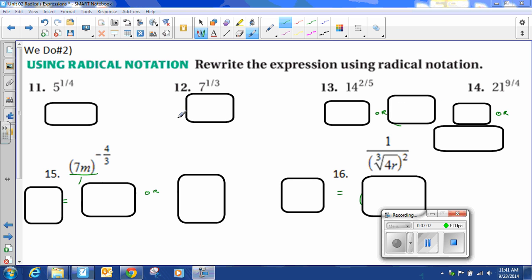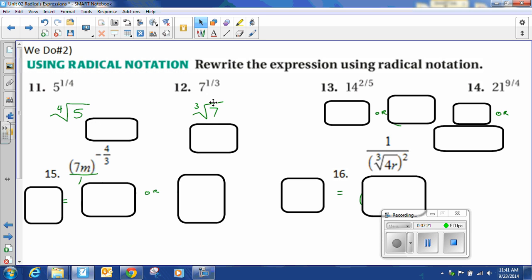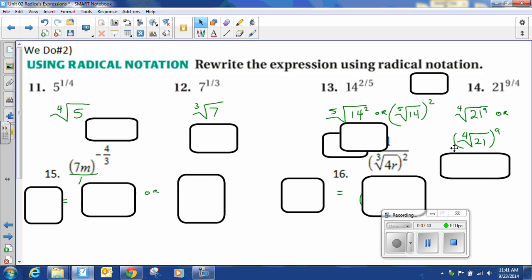This time we're going to rewrite the exponential expressions as radical notation. 5 to the 1/4 power is the 4th root of 5. 7 to the 1/3 power is the cube root of 7. 14 to the 2/5 power can be written as the 5th root of 14 squared, or parentheses the 5th root of 14 close parentheses all squared. 21 to the 9/4 power can be written as the 4th root of 21 to the 9th power, or parentheses the 4th root of 21 close parentheses to the 9th power.